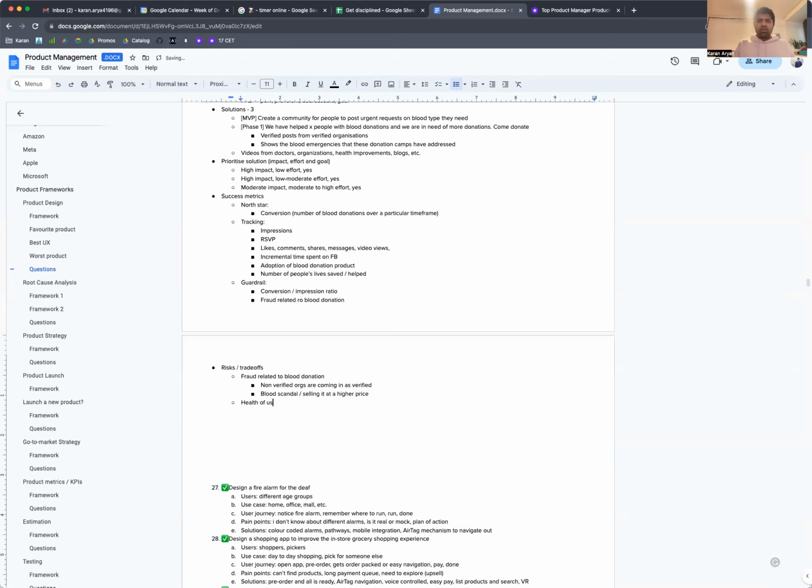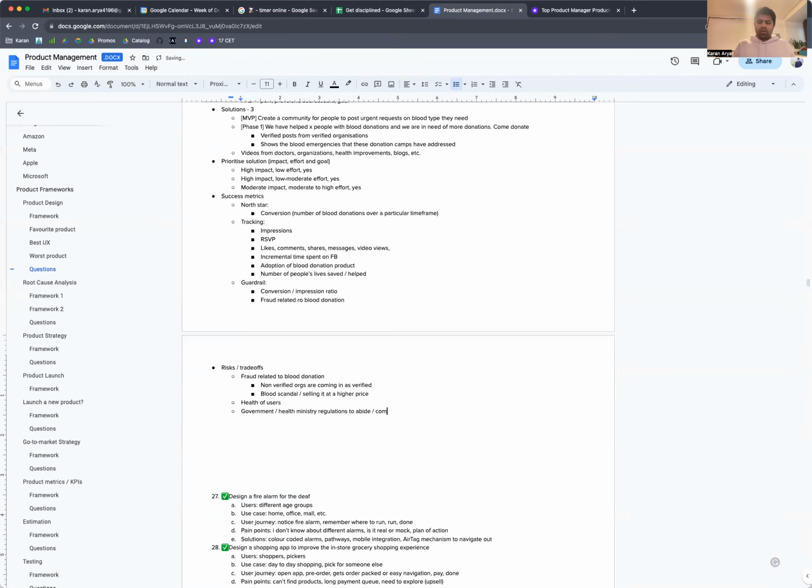Health of users is probably something to be careful about, that the users are not by any means hampered from a health perspective because of this product. So it's crucial. And there's also government and even health ministry regulations to abide or be compliant with.